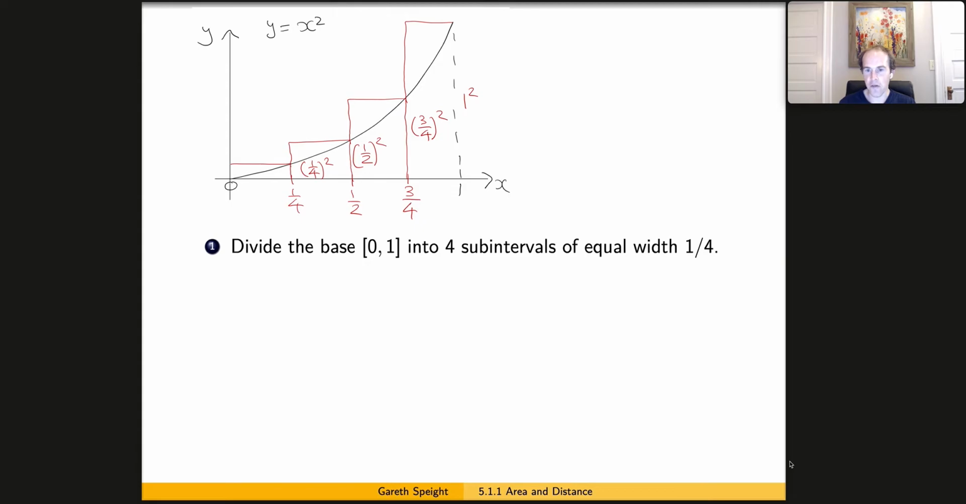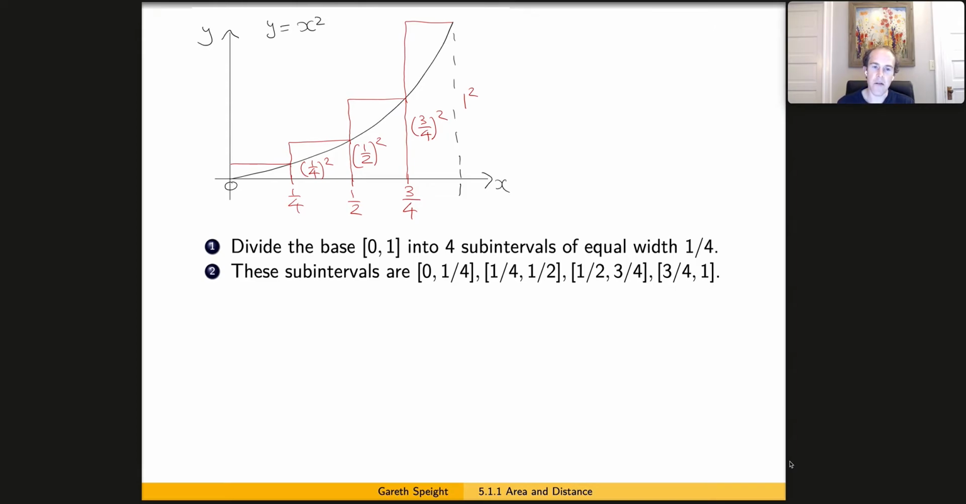So we divide 0, 1 into 4 subintervals, and since 0, 1 has length 1, each of those subintervals is going to have length 1 over 4. If we're splitting evenly, which we always make sure we do, we can see what those subintervals are going to be: from 0 to 1/4, from 1/4 to 1/2, from 1/2 to 3/4, and 3/4 to 1. So these are then the bases of our rectangles.